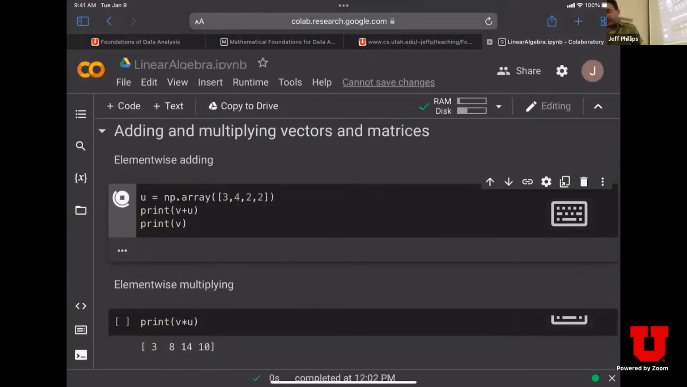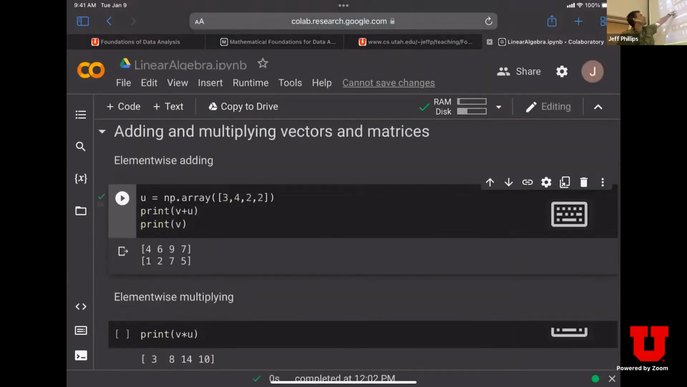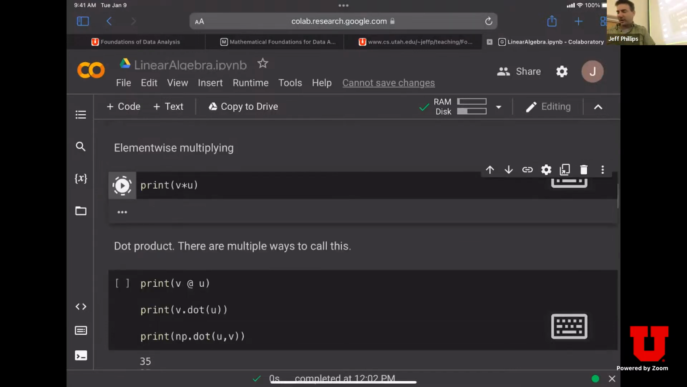Okay, so I can print the vector V, right? So this was V 1, 2, 7, 5. U was 3, 4, 2, 2. Add them together, and it does the result for you. You don't have to make mistakes like in class.